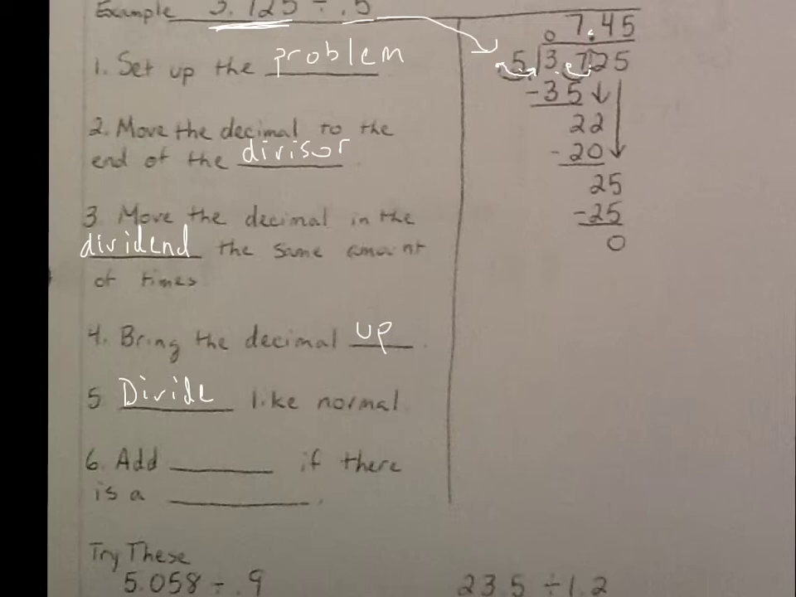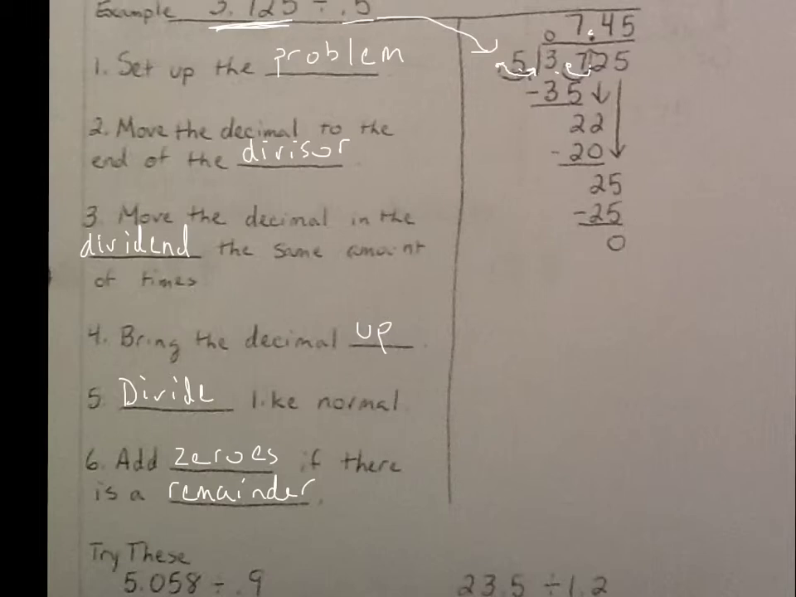So down here it says add zeros, if there is a remainder. So if you got to this last term and there was like 1 left over instead of 0, you would have to add a 0 up here and then bring that 0 down and keep on going until you finally got an answer that was all done. That's what that's talking about, until you have no remainder left.